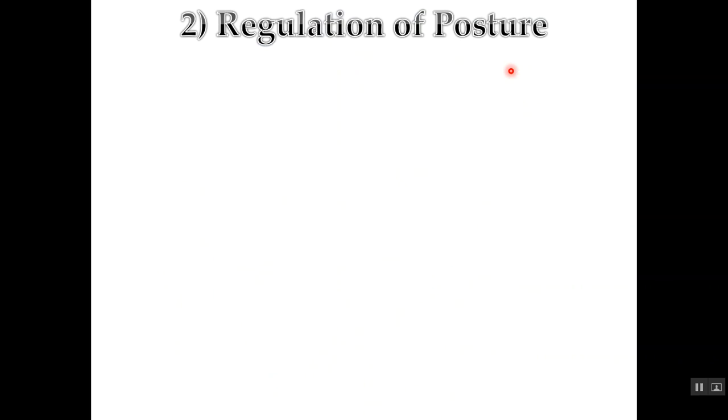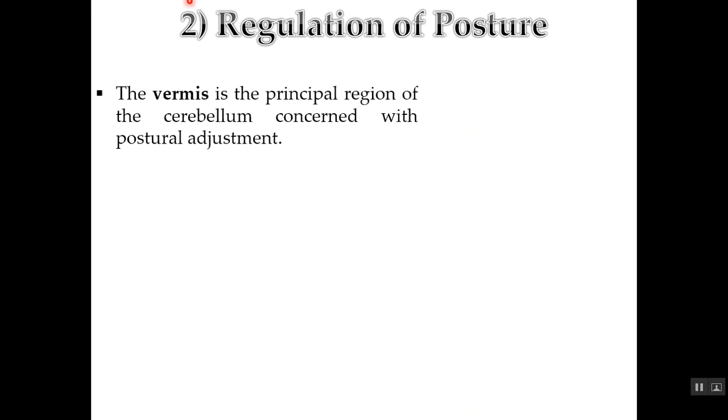The first function of the cerebellum is the regulation of our equilibrium or balance. The second function is the regulation of the posture, and this is the function of the spinocerebellum. What part in the spinocerebellum? Specifically the vermis. The vermis, or the central zone, is the principal region of the cerebellum which is concerned with regulation of the posture.